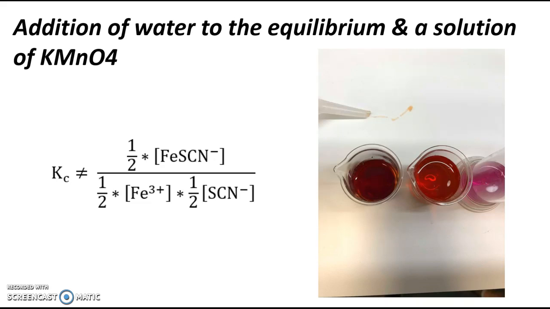So to bring Q back to K and bring the reaction back to equilibrium, more product was used to form more reactants, meaning that it becomes slightly less red because there's not as much iron 3 thiocyanate left. And I believe this was all.